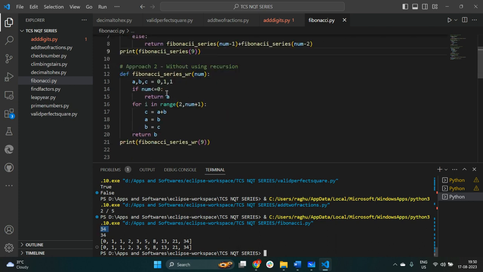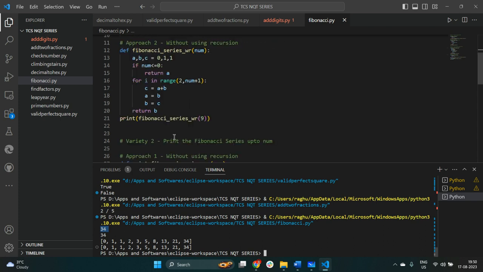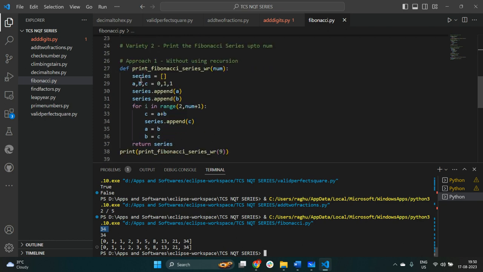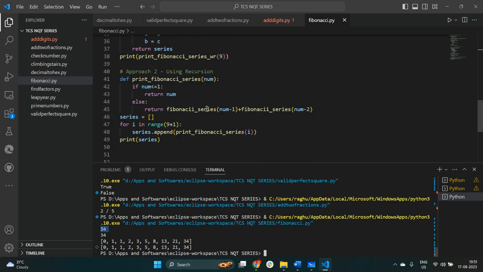And the same without using recursion, I've swapped the numbers by adding consecutively from 2 to num plus 1. I got 34. And for the same thing, the Fibonacci series up to n, I've created a list called series and appended the values. I've done the same concept over here. And 0, 1, 1, 2, 3, 5, 8, 13, 21, and 34 is going to be our series. And here is also the same thing. I've done the same thing, but here I've given you the series outside the function, which helps us a lot.